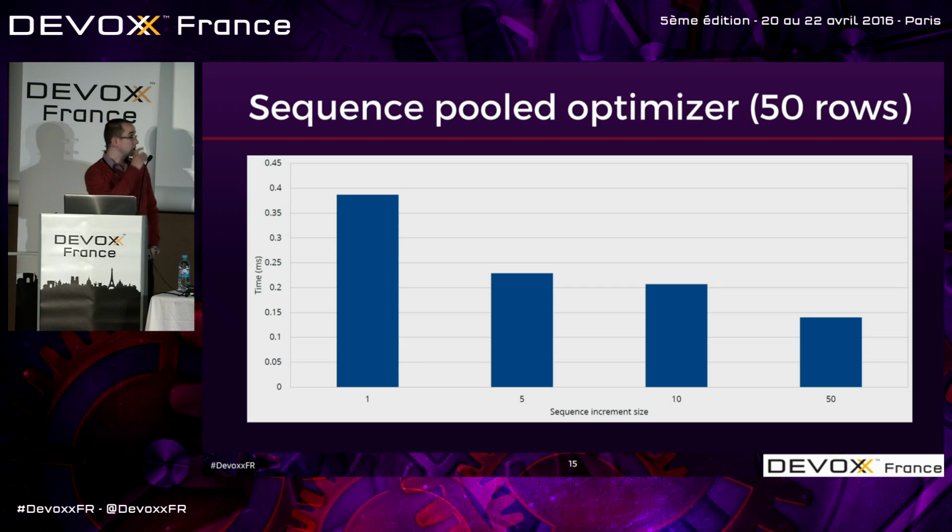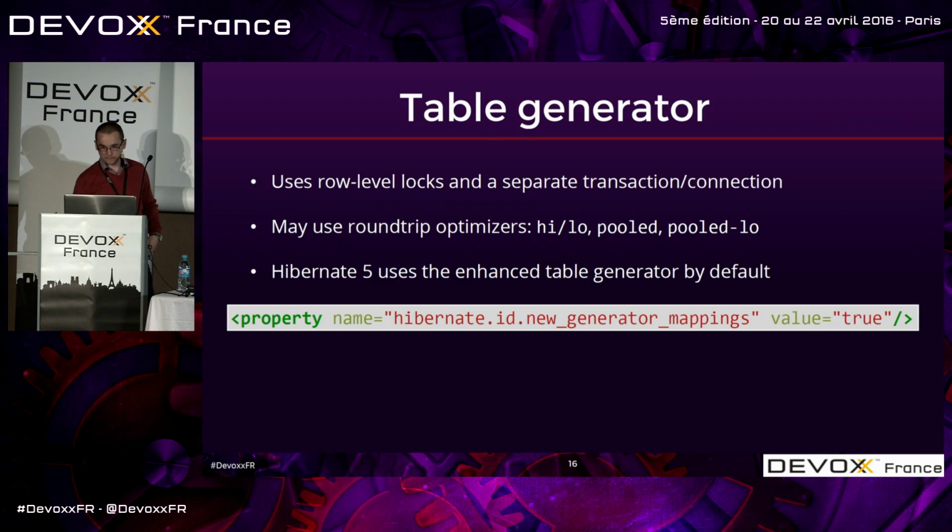Okay, so we can see in action how the optimizer works. If I'm inserting 50 records and setting the increment size to 1, 5, 10, and 50, we can see that we get a better response time when the sequence increment size is higher.